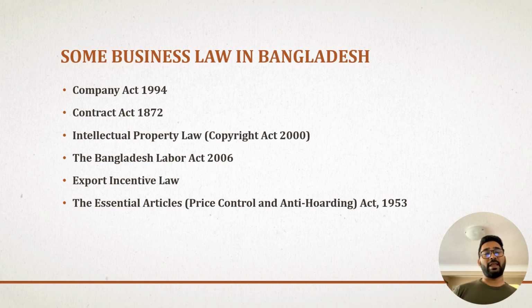And the fifth is the export incentive law. It is an interesting law in Bangladesh. The Bangladesh government always tries to encourage business owners to export their products from Bangladesh, and they are providing huge incentives on the basis of their export. And the last one is the Essential Articles Act 1953. In this act, our government provides many small and critical rules which businesses must adhere to while expanding their business in Bangladesh. Among them, the MRP law is very commonly used in our country.